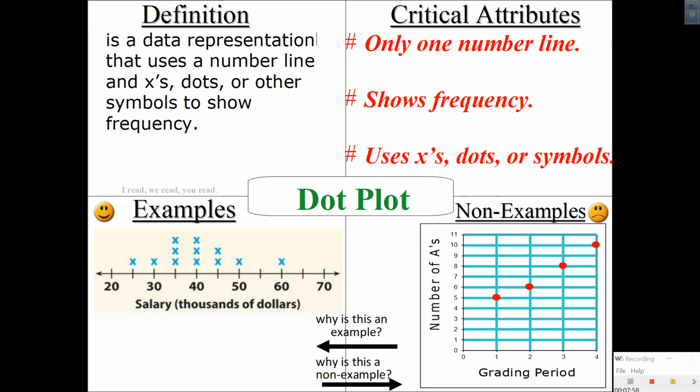All right? So, let's do this one together. Copy example 1A, just copy the table and draw a number line, please. We'll do this one together.